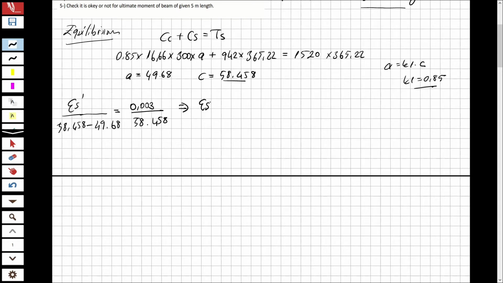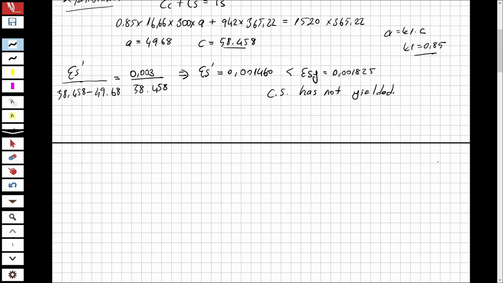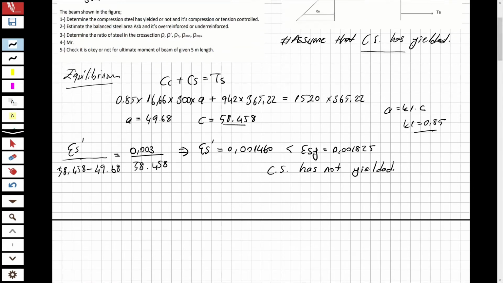And from this equation, epsilon S prime will be equal to 0.001460. Okay, so it is smaller than the yield point of this steel, 0.001825. So we are going to write that the compression steel has not yielded. So the compression steel has not yielded. So what's wrong? The assumption is wrong. The neutral axis that we obtained is wrong.